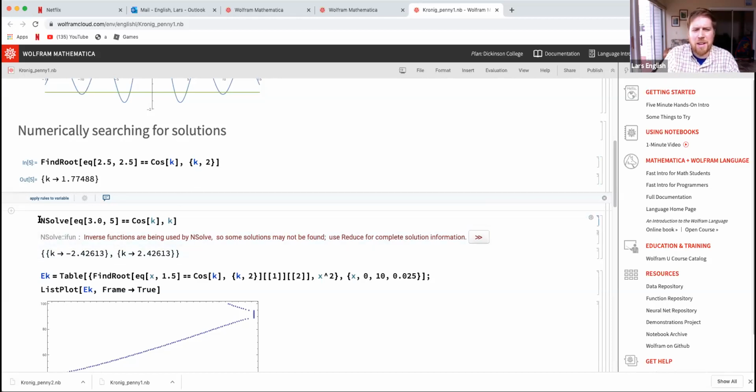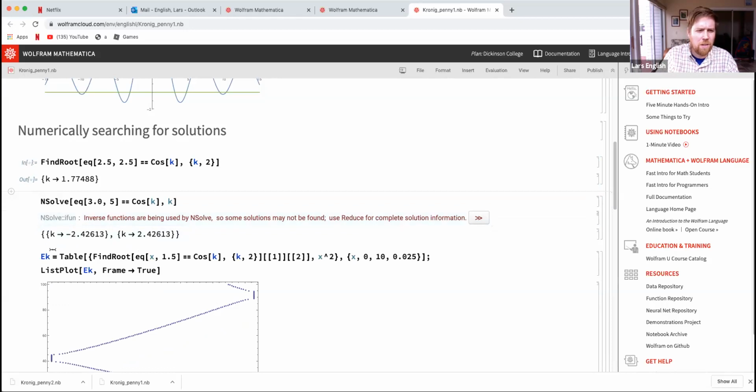The other command that we're going to actually use more often now is NSolve, the numerical solve. The format of that command is such that, again, here is the actual equation in blue, the actual equality that you want to solve for k.